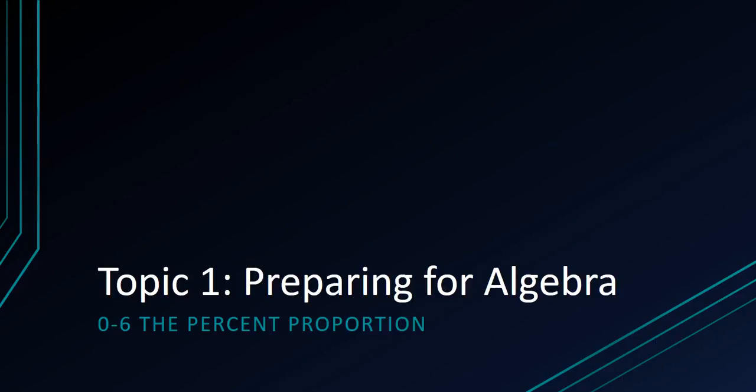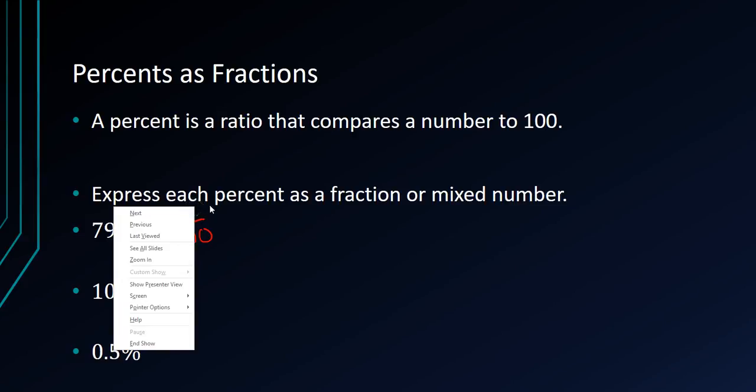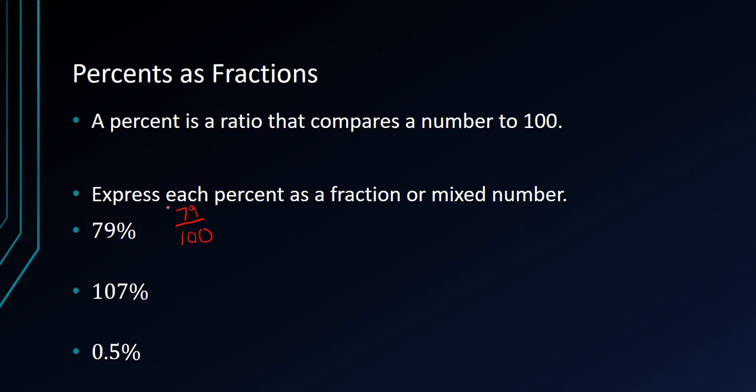This section is called the percent proportion. So remember, percents are a ratio that compares a number to 100. So expressing a percent as a fraction, the denominator will be 100 and the numerator will be your percent. Now if it reduces, make sure you reduce, and then it does say mixed number, so if the numerator is greater than 100, make sure you change it to a mixed number.